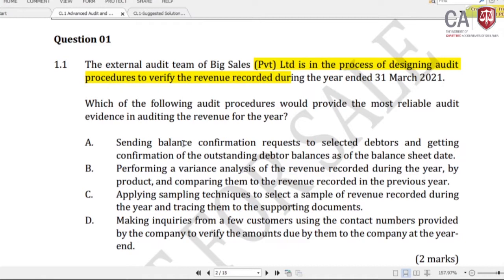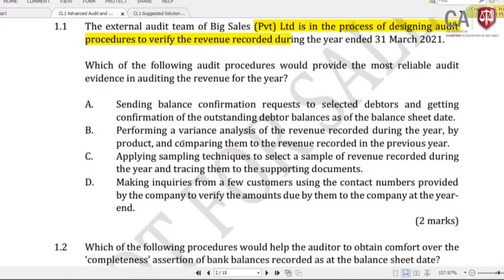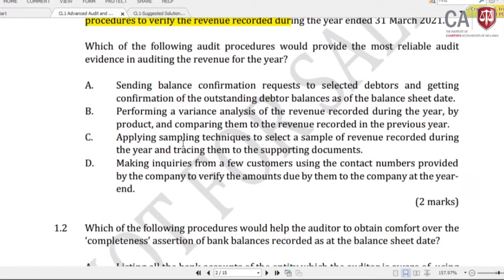As you know, audit procedures are always performed for an assertion, but sometimes there will also be examination questions without an assertion. Part A, sending balance confirmation requests to select debtors and getting confirmation of the outstanding debtor balances as of the balance sheet date. Part B, performing a variance analysis of the revenue recorded during the year by product and comparing it to revenue recorded in the previous year.